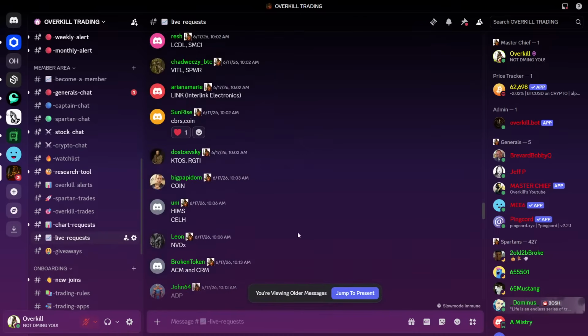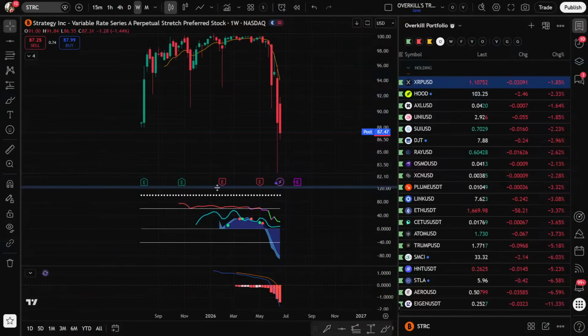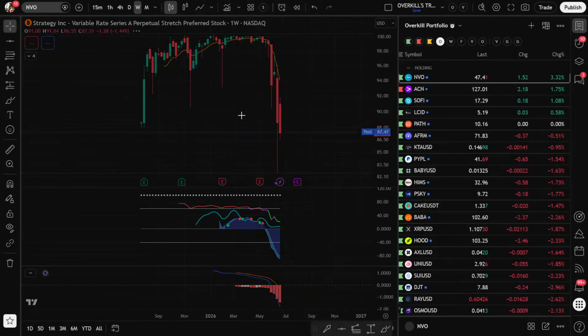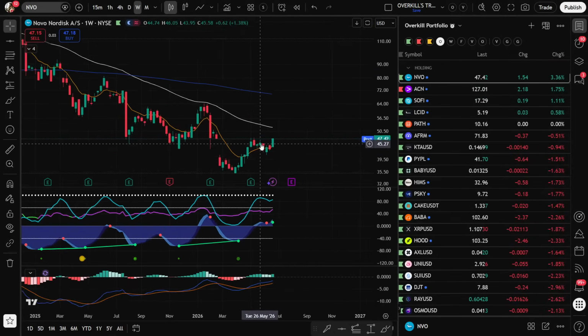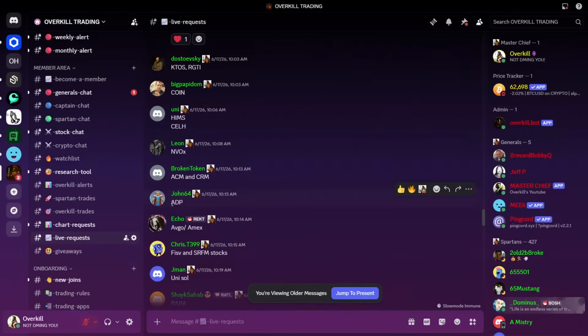What else do we got here? We left off at CELH. NVO. Again, we covered NVO already. We really like this one. It's breaking out here above the 9. I think that one's going to make a push up to 60 to 70 bucks. I think it looks really good here. ACM.